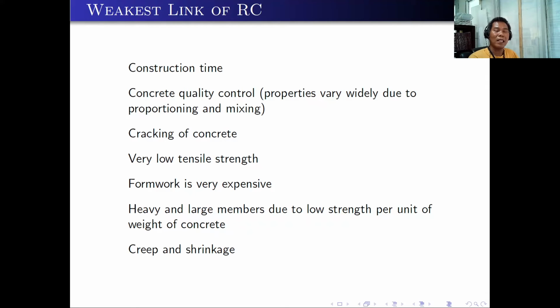So that's really expensive. Most of the time, we will really look into this weak link and look for a solution so that we can minimize the effect of this problem. Also, we have heavy and large members due to the low strength per unit weight of concrete. And the last weak link is creep and shrinkage.